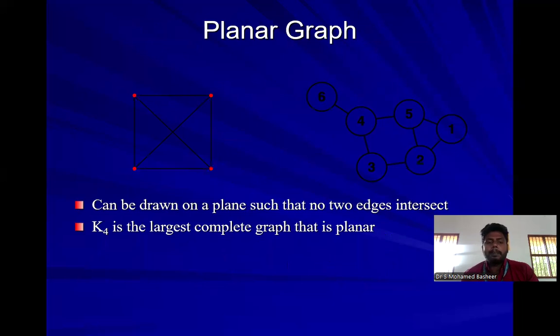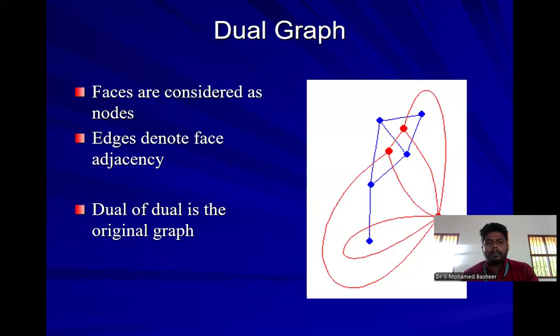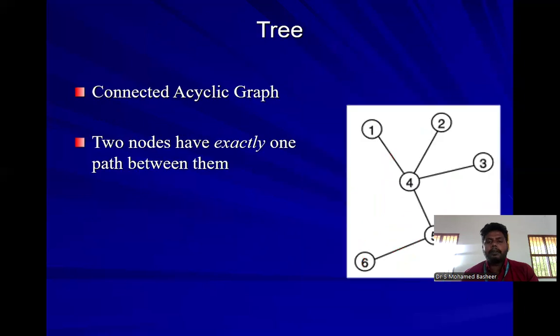A graph that can be drawn on a plane such that no two edges intersect is called a planar graph. K4 is the largest complete graph that is planar. Dual graph: faces are considered as nodes, and edges denote face adjacency. The dual of the dual is the original graph.